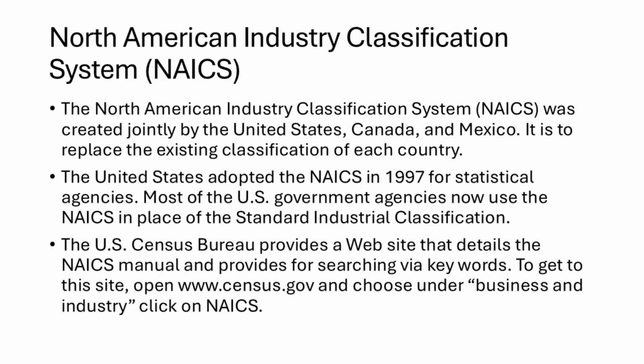A major exception is the Securities and Exchange Commission, SEC. Companies reporting to the SEC include their SIC. For private companies that publish industry data, some now only use the NAICS, others use the SIC, and still others include both the NAICS and the SIC. The U.S. Census Bureau provides a website that details the NAICS manual and provides for searching via keywords. To get to this site, open www.census.gov and choose under Business and Industry, click on NAICS.